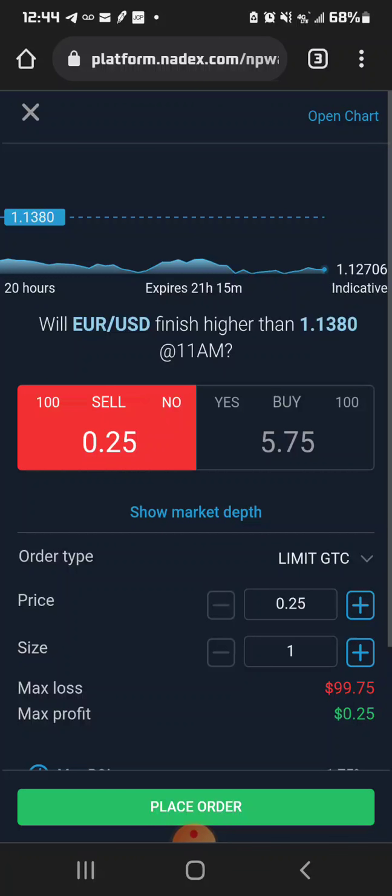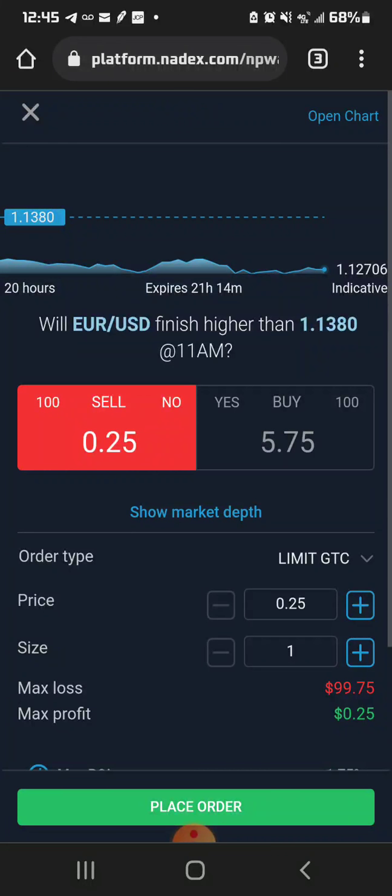Now, is it likely that it's going to earn you some profit? Yeah, because price is already below 11380 right now. All it has to do is stay below by tomorrow at 10 a.m. Central Standard Time. So that's the trade-off: high probability that you'll win the trade, but very, very low payout.